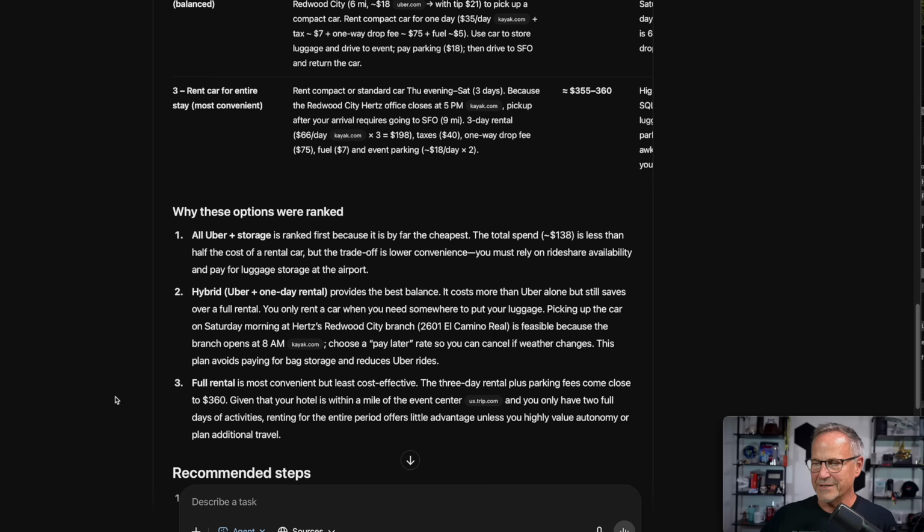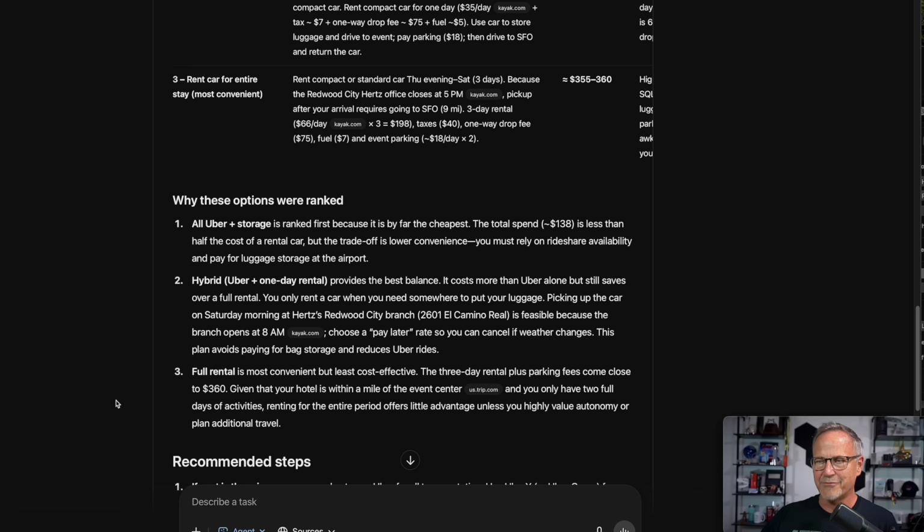And finally, full rental is the most convenient but least cost effective. The 3 day rental, because of course it looks like even though it's just a couple of hours, I'm going to overlap a third day, comes close to $360. Given that your hotel is within a mile of the event center and you only have 2 full days of activities, renting for the entire period offers little advantage unless you highly value autonomy or plan additional travel.